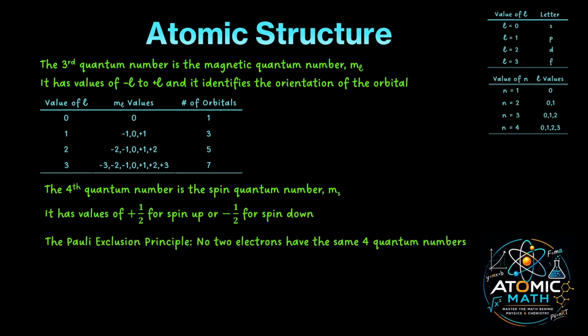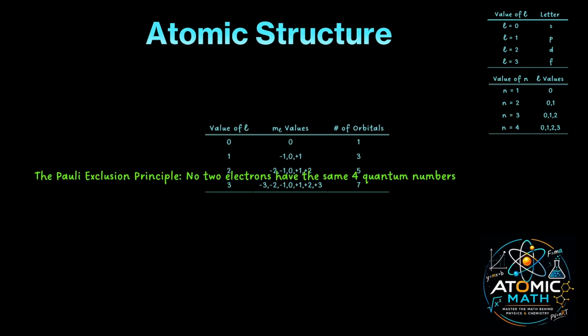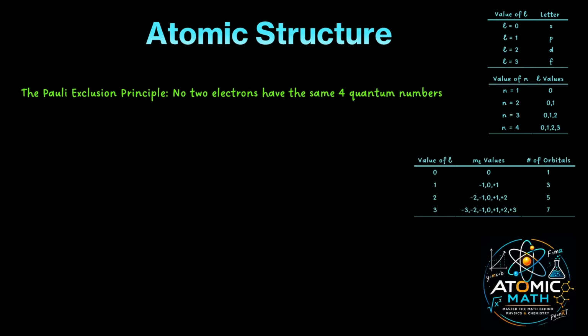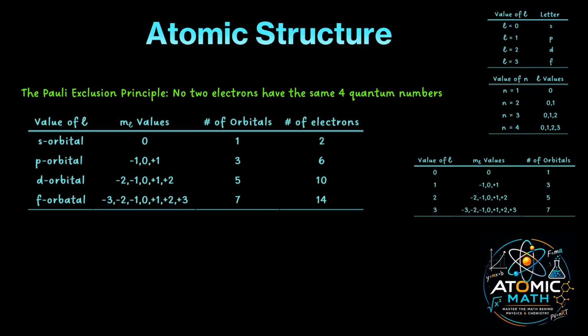And there's something called the Pauli exclusion principle that says no 2 electrons can have the same 4 quantum numbers. So if we look at our table here, we can see that our s orbital only has 1 orbital. And if each orbital can only have an up and a down, that allows us to have 2 electrons. The p orbitals, which have 3, because they can have 2 per orbital, have 6 electrons. And then the d's have 10 and the f's have 14. And of course, this corresponds to what you would see on the periodic table.